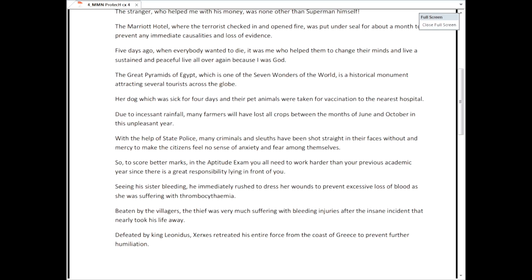Which was sick for 4 days. Okay. And their pet animals. Now I can clearly see there is a new noun segment. Pronoun to noun adjective. So that means this is one noun segment.